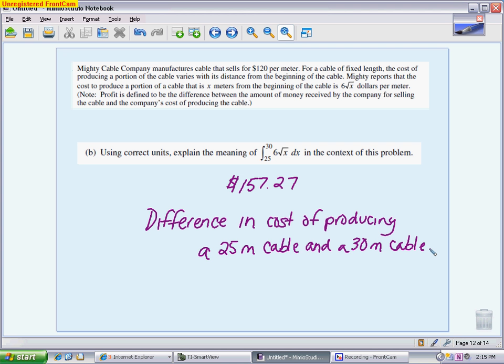This particular part on the rubric was only 1 point. You got 1 point for having your answer and your unit, realizing that you're dealing in dollars. It's not like dollars per item or per meter or anything like that. It's actually just a dollar difference that you're working with. So you can say it any way, that it's how much the cost is increasing between those two cable lengths, or the difference between the two cable lengths in dollars.